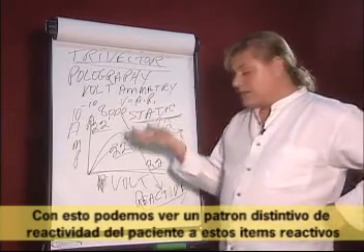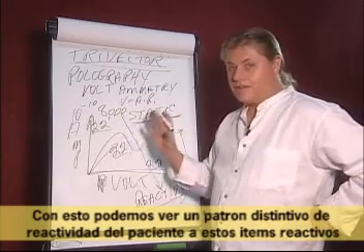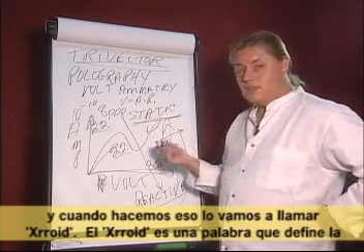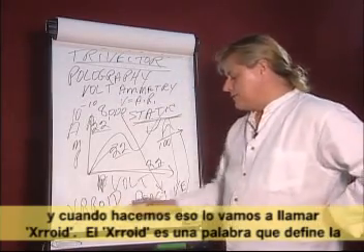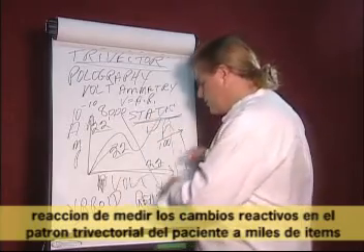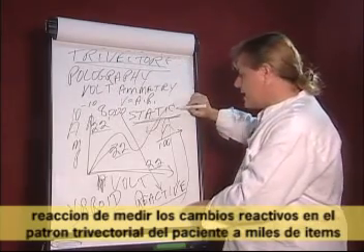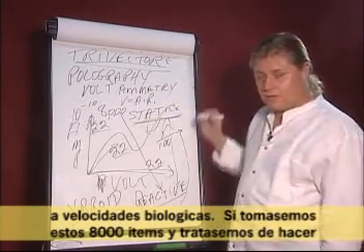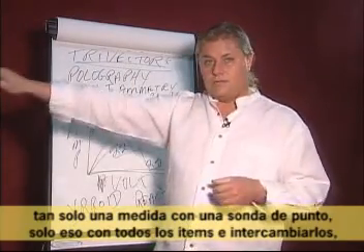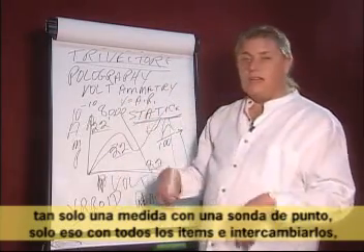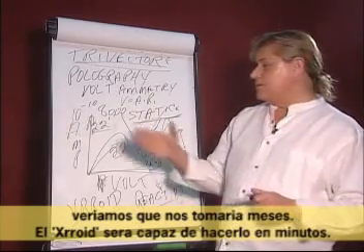With this, we can now start to see a distinct pattern of reactivity of the patient to these items. And when we do that, lo and behold, we're going to call that the zeroid. The zeroid is a word that defines the reaction of measuring the reactive changes in the patient's Trivector energy pattern to thousands of items at biological speeds. If we were to take these 8,000 items and try to do even one measurement with a muscle or with a probe, and do that with all of those and exchange them in, we would see that it would take months. The zeroid is going to be able to do it in minutes.